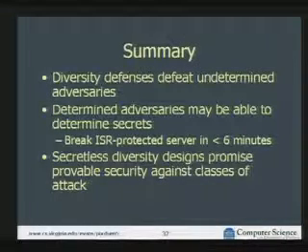So to summarize, diversity defenses have a lot of promise. They easily defeat all existing attacks that aren't designed to get around them. But a determined adversary may be able to get around them. And certainly, we've seen the examples today where ISR only protects the server for about 6 minutes against a determined adversary if certain conditions are true. But I think there is good promise here of doing things in security where we can actually prove properties. And the problem of protecting a secret won't be part of what we need to get security.